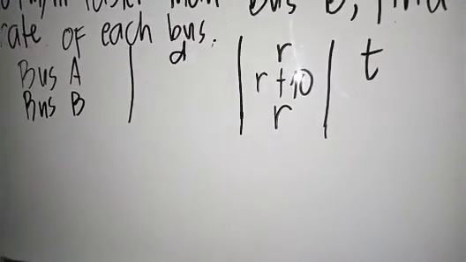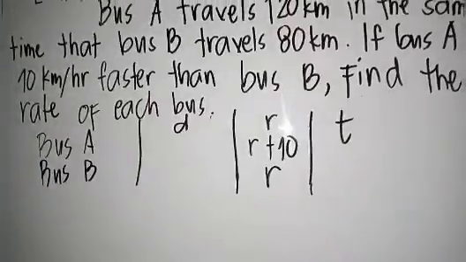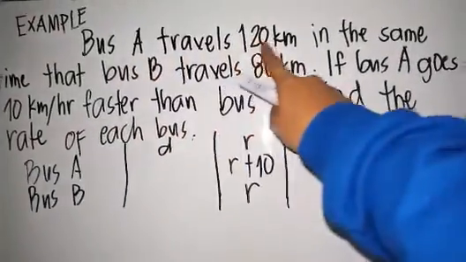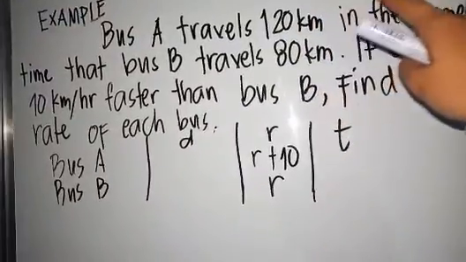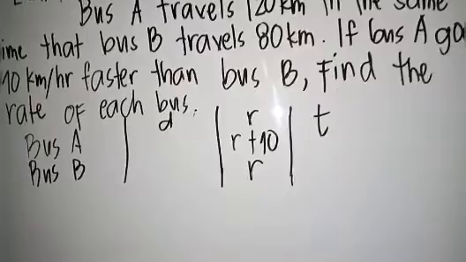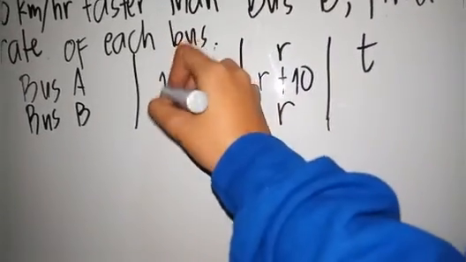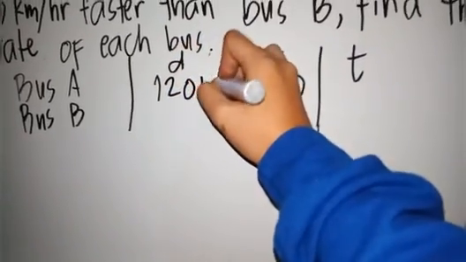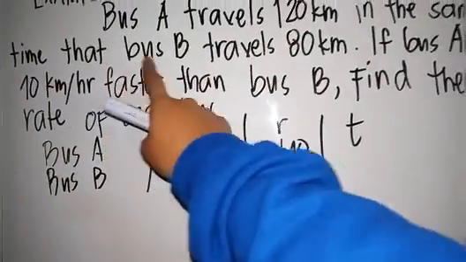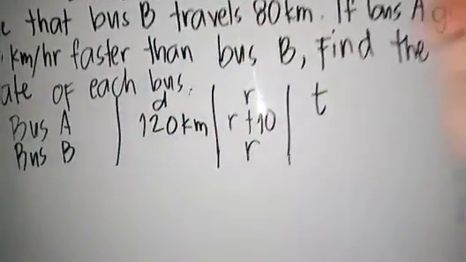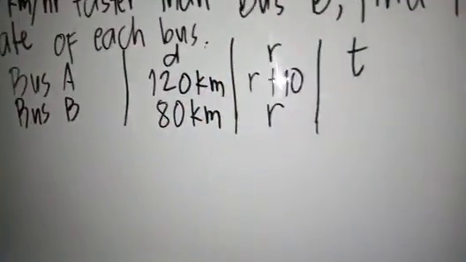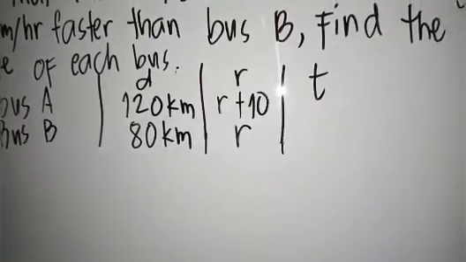The next, sinabi din dito yung ating distance for bus A and bus B. So, bus A travels 100 km. So, ibig sabihin, yung ating bus A ay 100 km yung kanyang distance. Then, in the same time of the bus B. Okay, so yung bus B naman ay 80 km. So, parehas daw yung time nila.